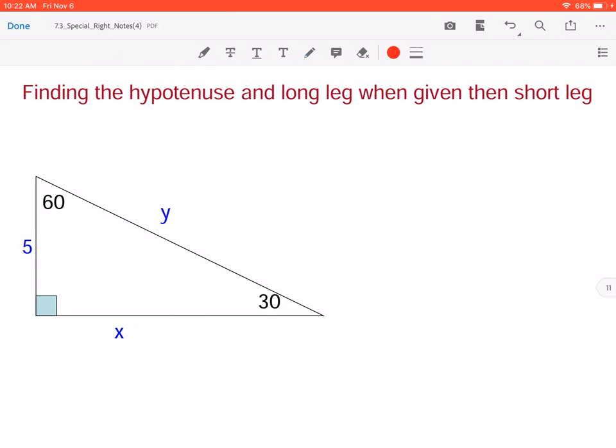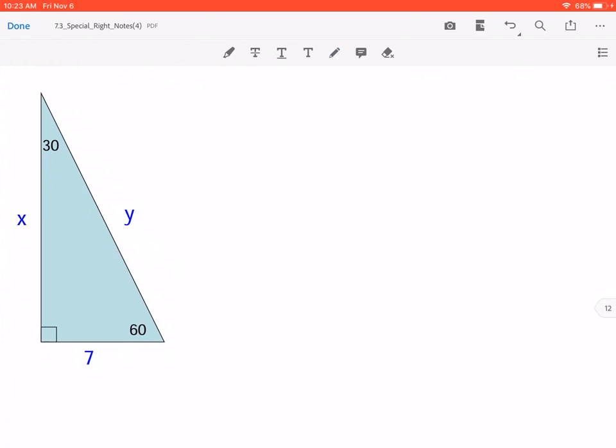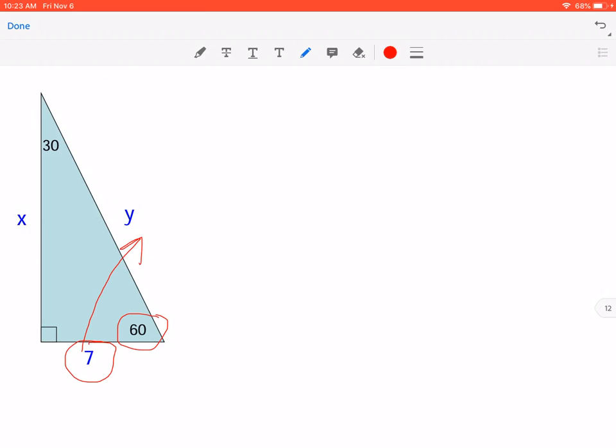You do not need Pythagorean theorem. All right? Same thing. This is the short leg. The short leg is always with the 60, by the way. Okay, and usually you can tell just by looking at it. It's a shorter leg. To go from short leg to hypotenuse, multiply by 2. So 7 times 2 is 14. To go from short leg to long leg, you just multiply by radical 3. So x is equal to 7 radical 3.